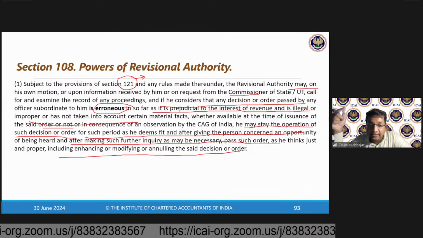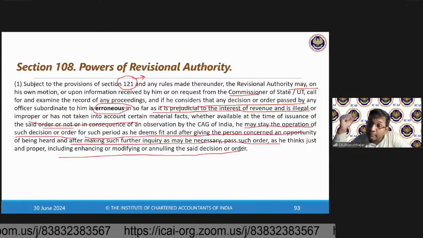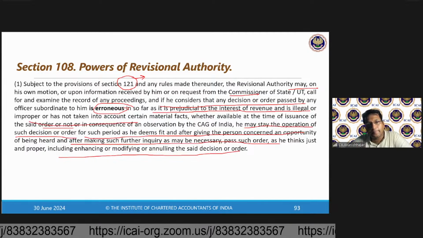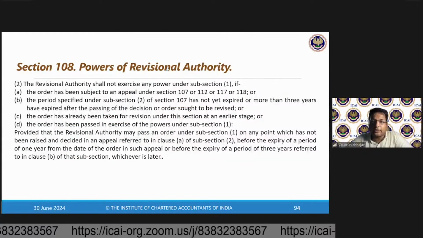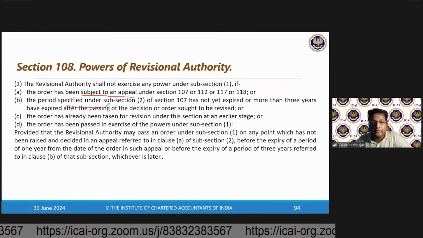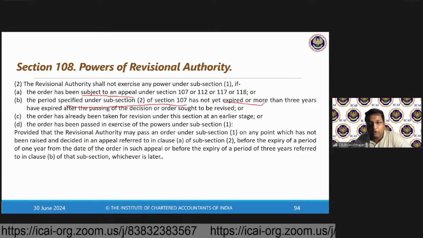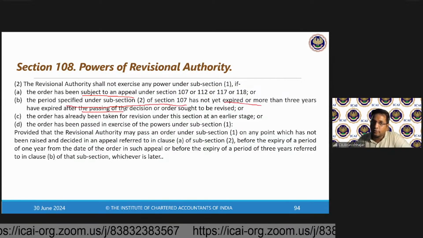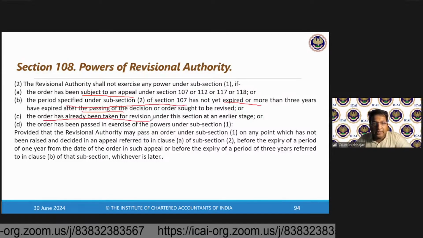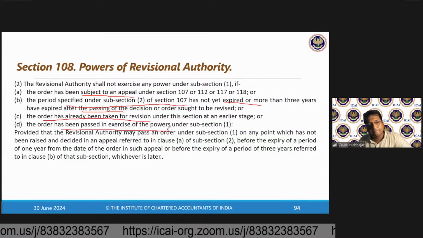Enhancing means the amount is being increased, modifying means it has been changed, and annulling means the entire demand is being cancelled. Then the revisional authority shall not exercise the power if the order has been subject to appeal, or the period specified under section 107 subsection 2, that is 6 months, has not yet expired, or more than 3 years have expired. So between 6 months to 3 years, the order has already been taken for revision at an earlier stage, or the order has been passed in exercise of the power.